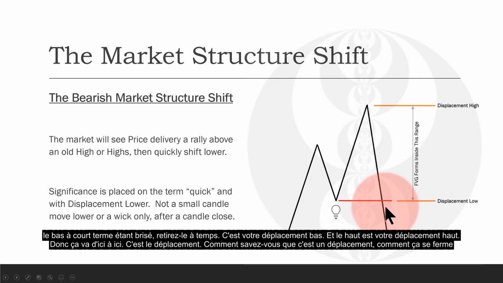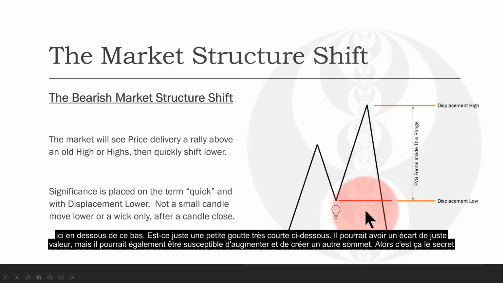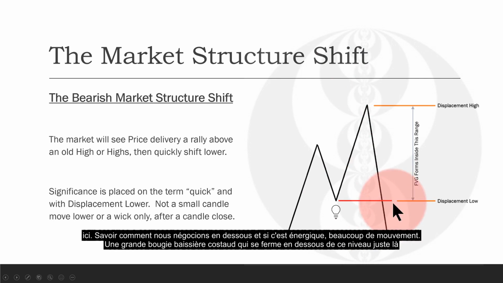How do you know it's displacement? How it closes down here below that low. Is it just a real short little drop below it? It might have a fair value gap, but it also might be likely to go higher and create another high. So this is the secret to it here, knowing how we trade below that and if it's energetic, a lot of movement, a big beefy bearish candle that closes low below this level right there.